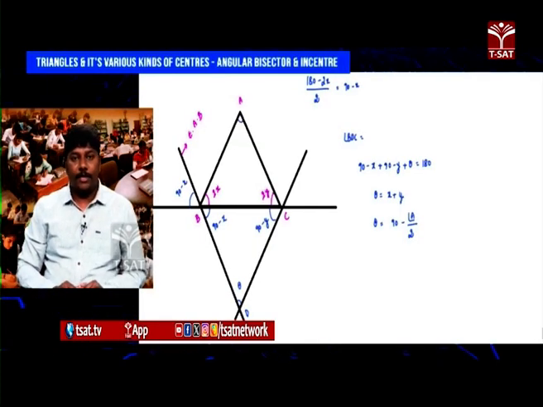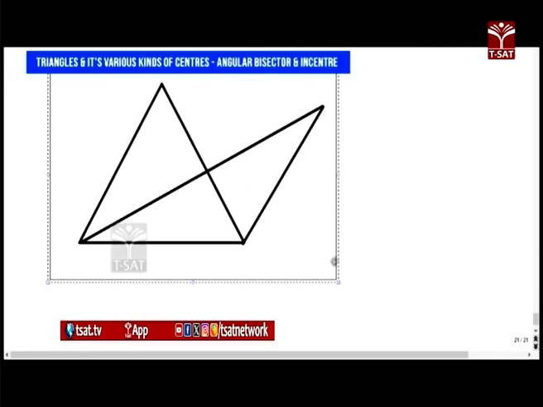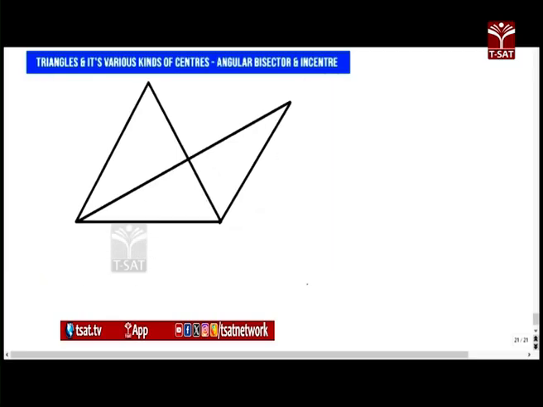Now we will take one internal bisector and one external bisector. So here in this figure, you see one internal bisector and one external bisector. This one is an internal angular bisector. This is an external angular bisector. Let us take it as triangle ABC. This is D. Again I am considering it as theta.